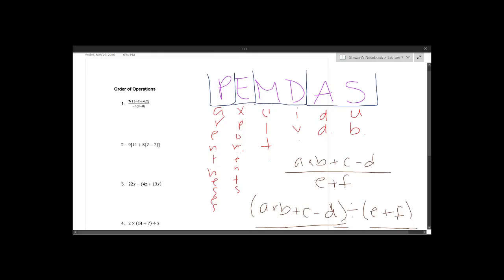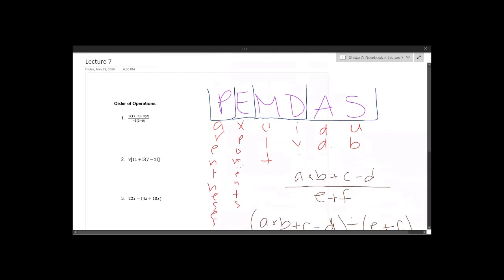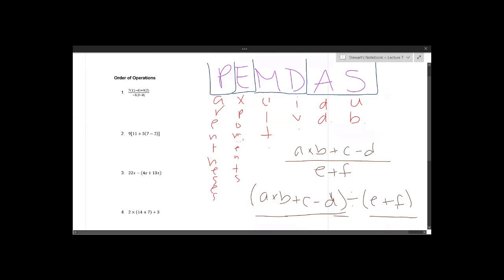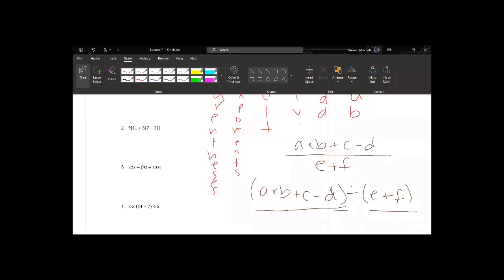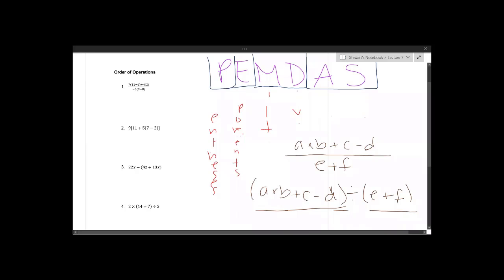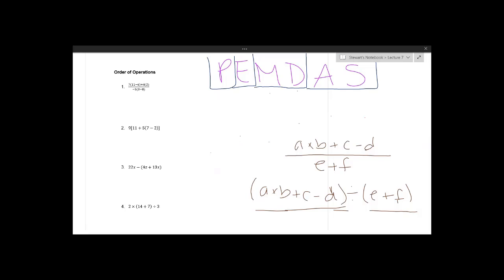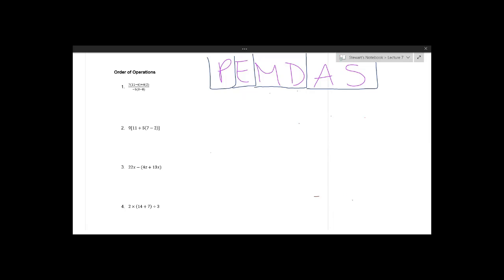Okay, so we have all of these rules. I'm going to erase the spaces under them so that we have that room, but I'll keep that acronym up there for everyone. Okay. Sorry, that took a little bit longer than I would have liked it to.